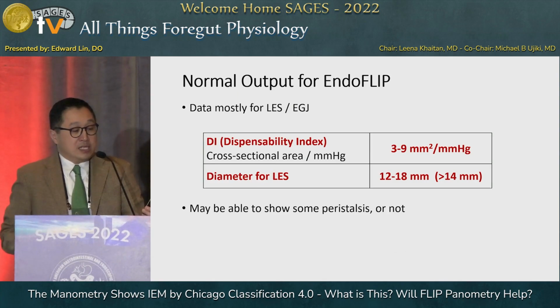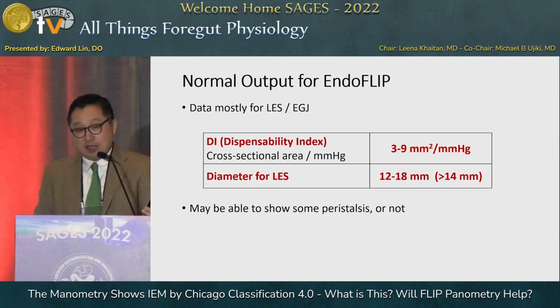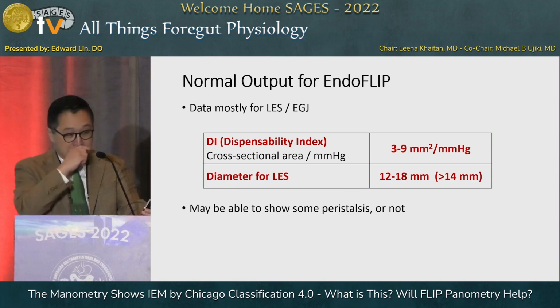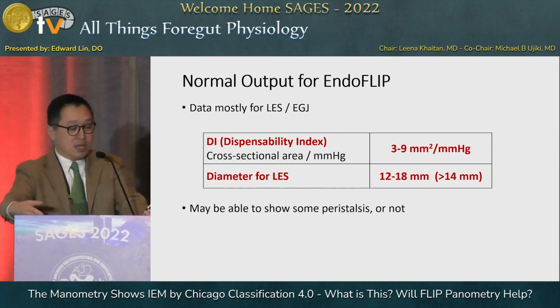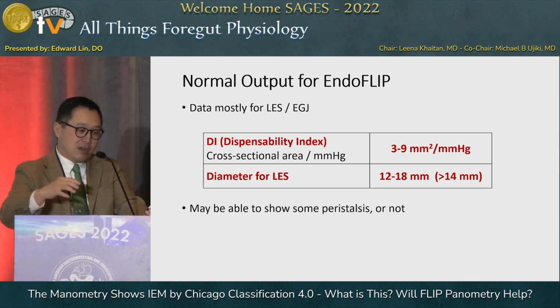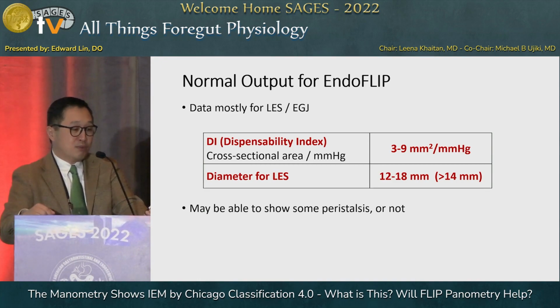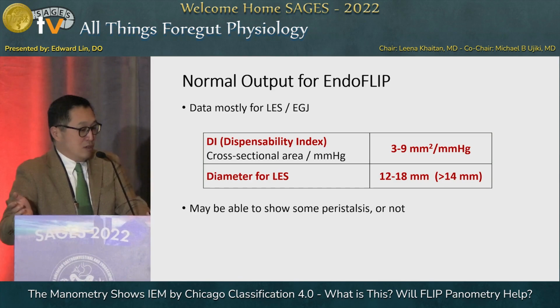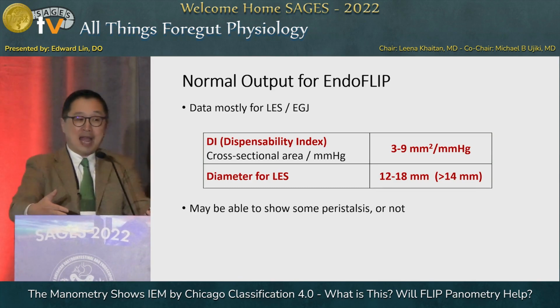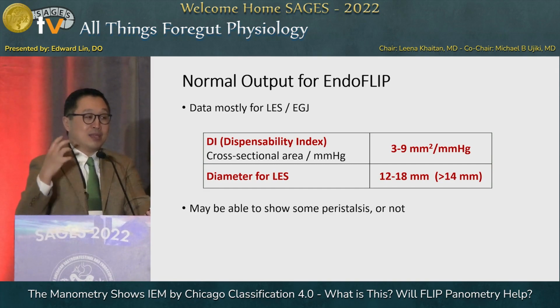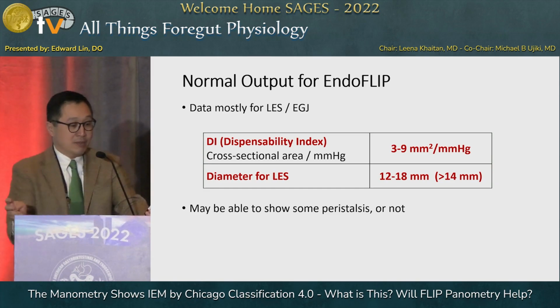So this is the normal output, and if you had to take anything home, these are the numbers you just commit to memory. The Distensibility index should be somewhere between 3 to 9 millimeters per square. It's a cross-section area divided by the pressure, and the diameter of the lower esophageal sphincter. The normal range is 12 to 18. For our IEM patients, I probably would recommend something a little bigger, like greater than 14 millimeters.